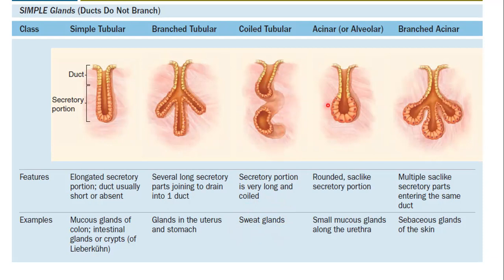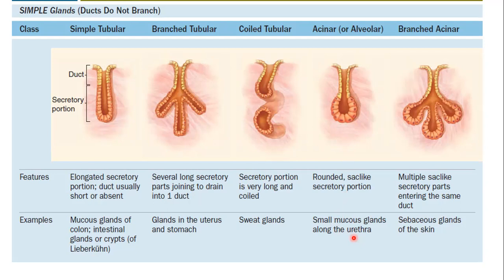What about the cup-like, which we call alveolar? So these are alveolar glands. Since they both have one duct, we'll call them simple. And it's just one cup. So this is a simple unbranched alveolar or acinar gland. Where can we find such? We find them all over in the urethra, in both males and females.